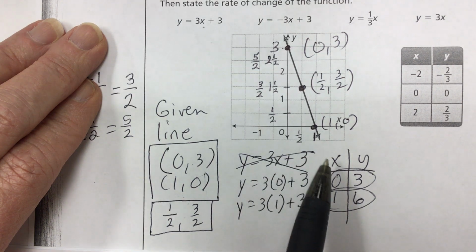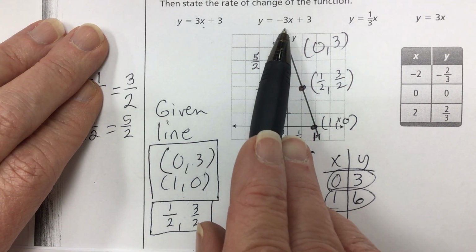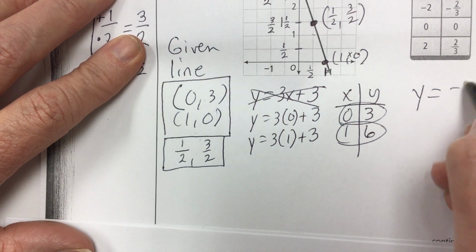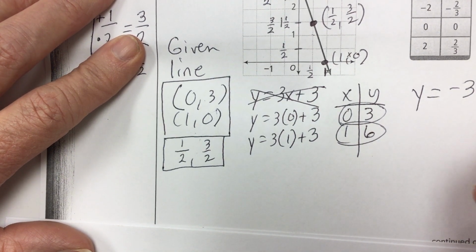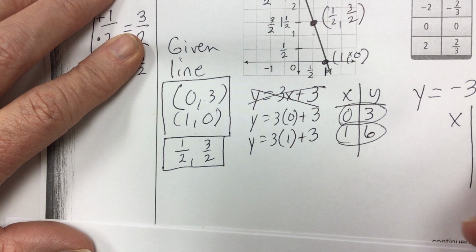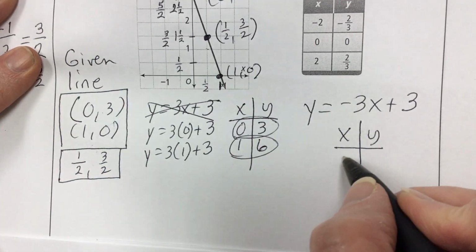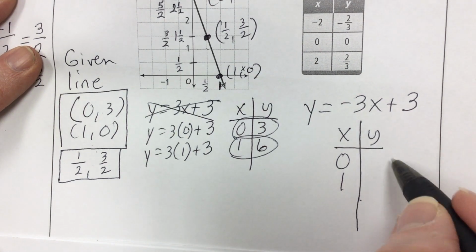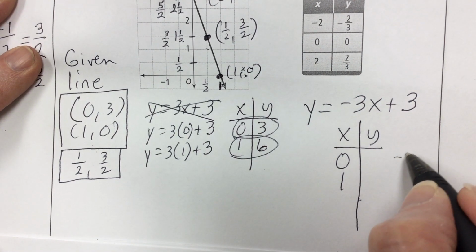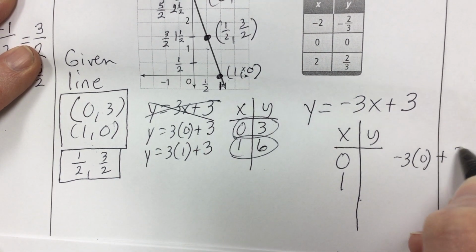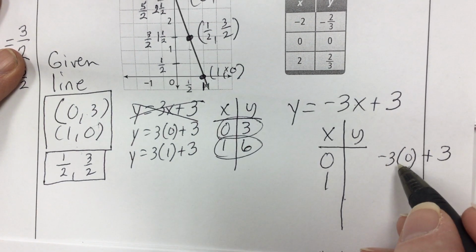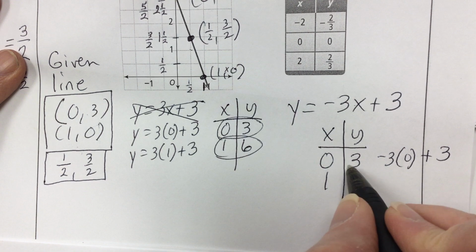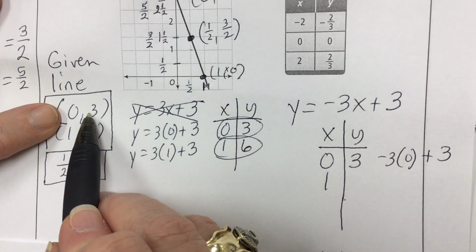This line has a negative slope. So let's try this equation and find some ordered pairs. Y equals negative 3x plus 3. Let's find some ordered pairs for this one. Let's pick 0, 1. All right? If I plug in 0 here, that is negative 3 times 0 plus 3. Well, what is negative 3 times 0? 0. What's 0 plus 3? 3. That matches the original one.